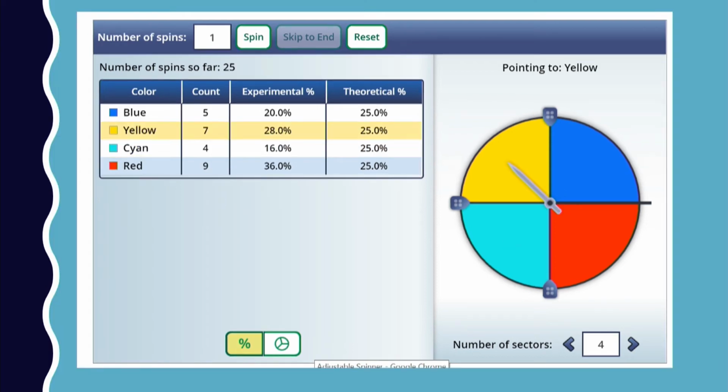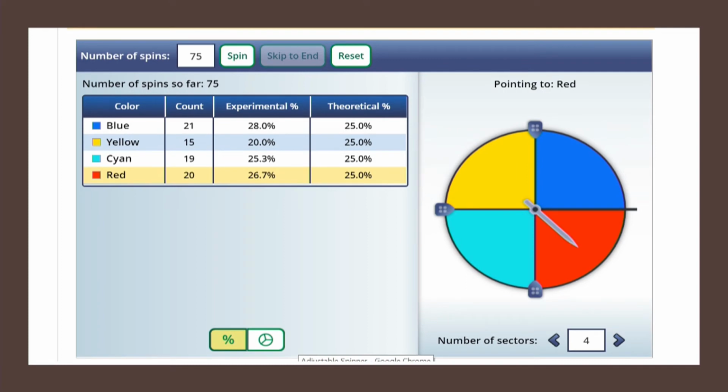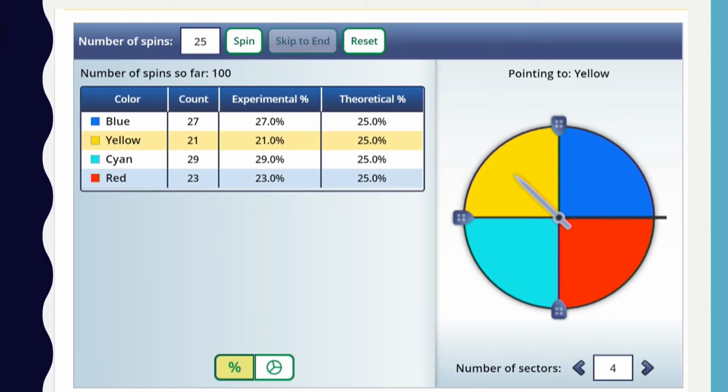So after 25 spins, our theory still stands. Red has been spun the most, has been our outcome the most. After 50 spins, we're still there. Red is still leading, and we have landed on red the majority of the time. After 75 spins, it gets a little different. Red's not leading anymore. Blue is now leading. And our numbers have gotten a little closer together, correct? After 100 spins, everything's kind of even.